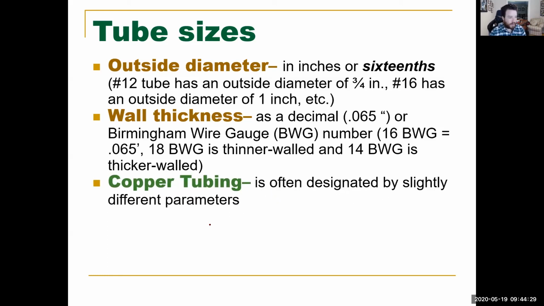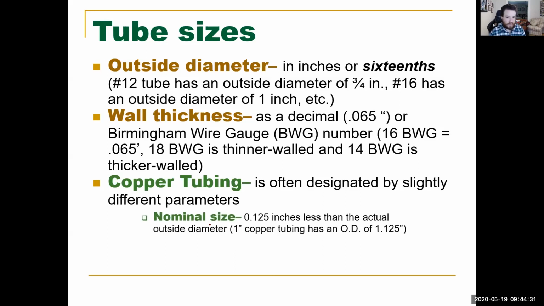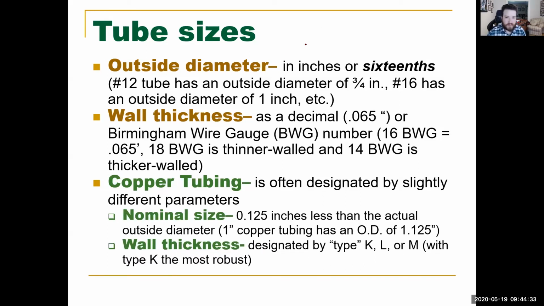Now we're going to talk about copper tubing. They are different from regular tubing. All right. So it's designated by slightly different parameters, nominal size. So 0.125 inches less than the actual outside diameter. So 1-inch copper tubing has an outside diameter of 1.125. And then wall thickness is designated by type. It's K, L, or M, with K being the most robust.